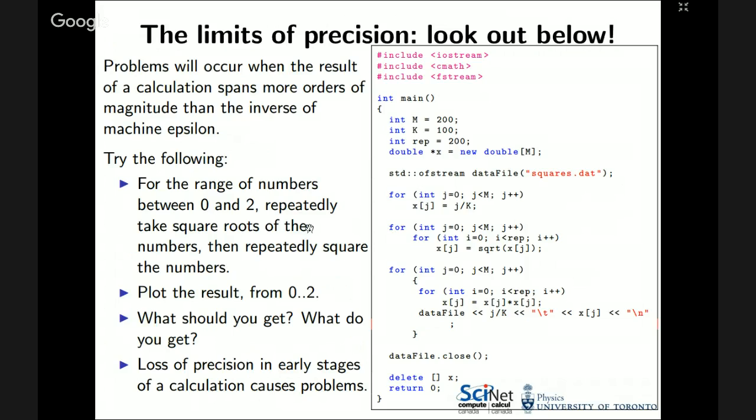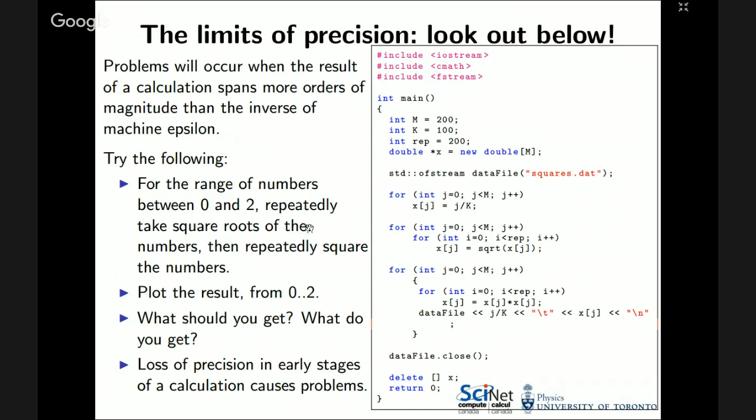Okay, so this is another example. It's a more intricate example, but still useful. What the example is doing is defining a range from 0 to 2. So m is 200, and I had a constant k of 100. I'm defining a range of 200 values that goes from 0 to 2. Basically, I have real numbers from 0 to 2, 200 of them. And then I compute the square root of each of these values 200 times.